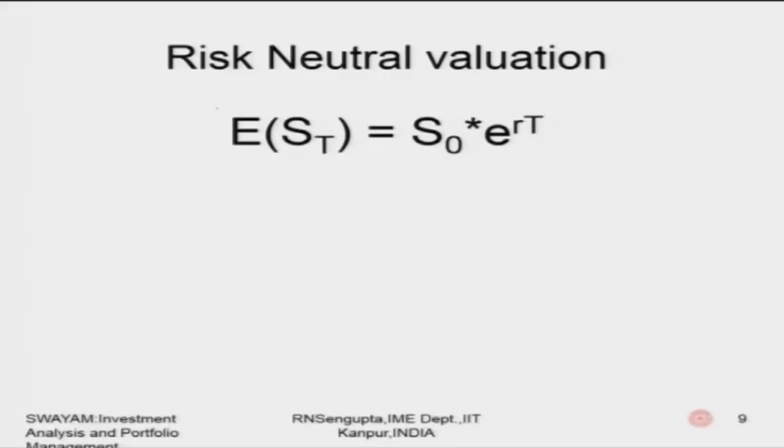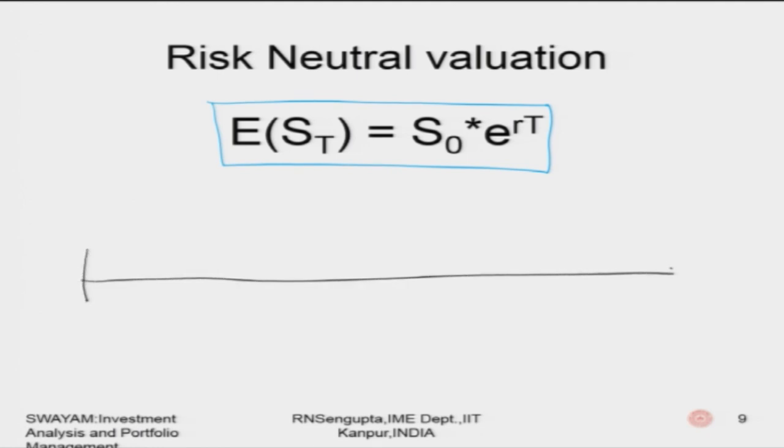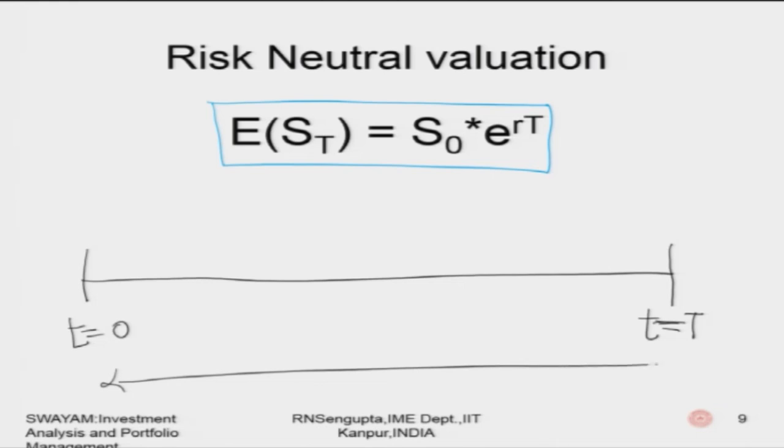Now, for the risk neutral valuation, a very important concept is, I'll draw the diagram and try to make you understand without going into the proof. Say for example, you have the timeline, t equal to 0 and t equal to capital T, and I am considering that the difference, which is capital T, can be made as small as possible.